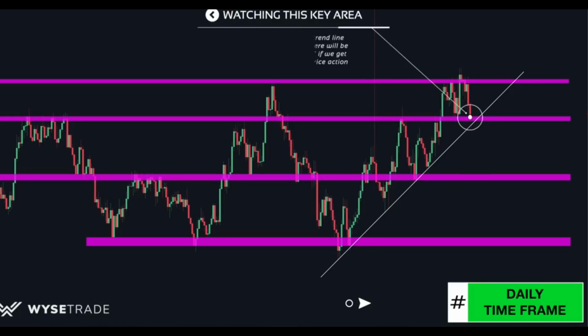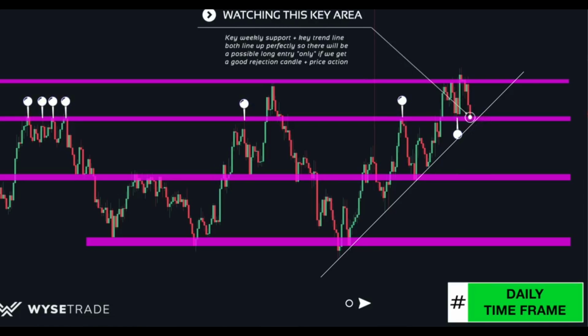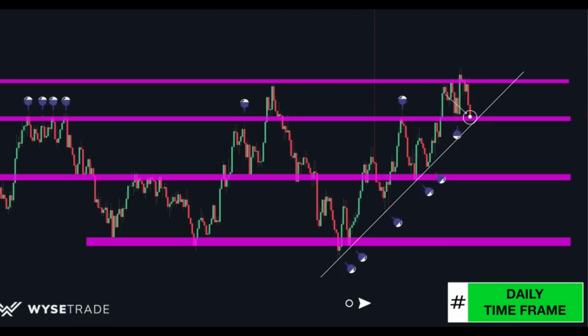Price is currently pulling back to this key weekly support level here, which is also where the trend line lines up perfectly. So if we get good price action through this candle close, followed by intraday confirmation, there will be a possible trade entry long. Again, we will discuss price action entries in another episode.